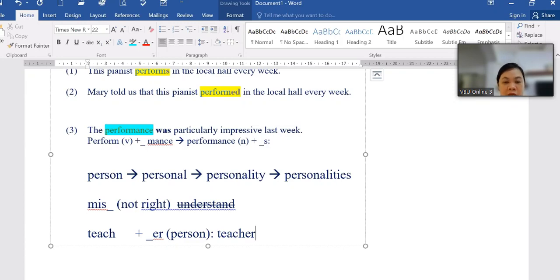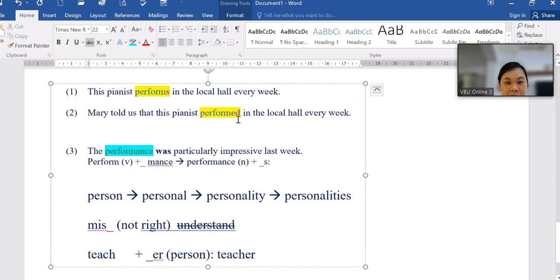When we analyze the words, maybe you see that's a grammatical morpheme. Sometimes we recognize they are derivational morphemes. Can you follow me? For example, teacher, that's a derivational morpheme. But performed and performs, they are inflectional morphemes. We always say these are the grammatical morphemes.